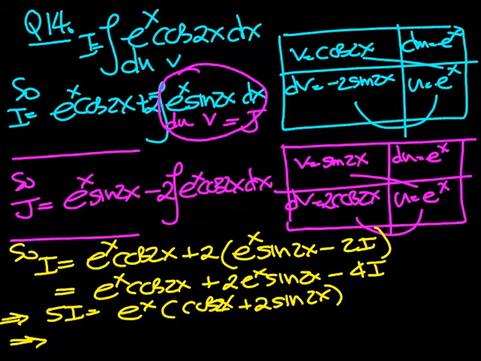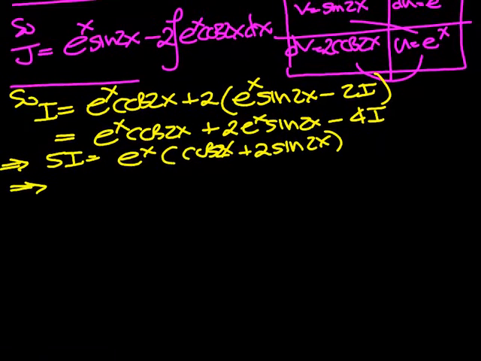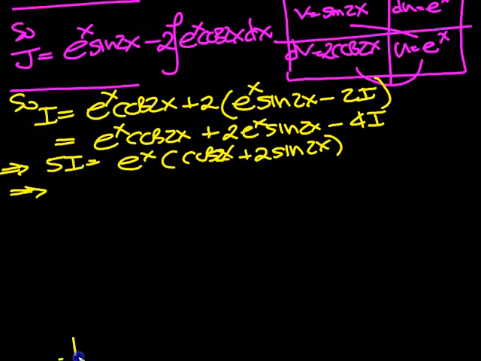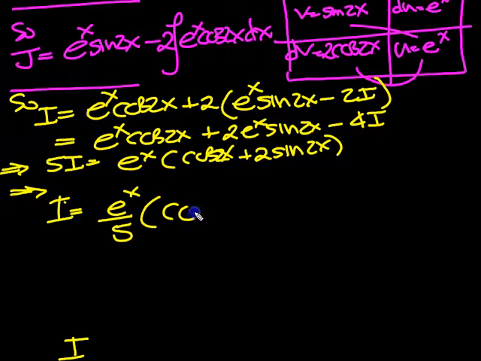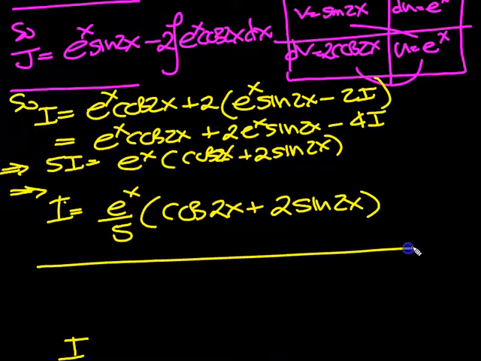So what have we got then? So we're going to have I equals e to the x over 5, bracket, cosine 2x plus 2 sine 2x, close bracket. There we are. That's that one done.